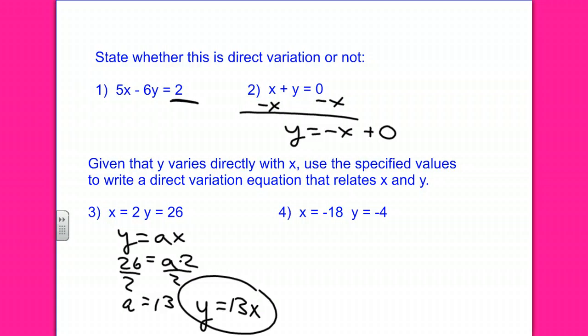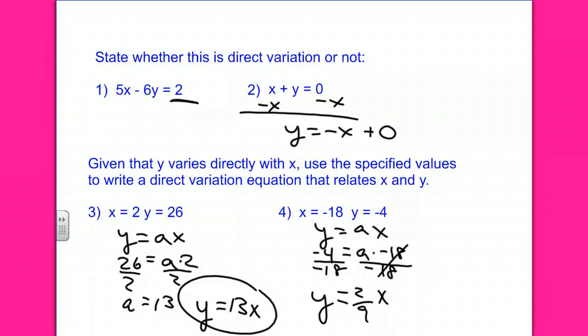Okay, so how about question 4? What did you get, Chris? Okay, so we found A. We reduced 4/18 to 2/9, and y equals 2/9 x. So a fraction is fine as A because, again, if we were to go graph this, A is our slope. So we know we would go up 2 and over 9.